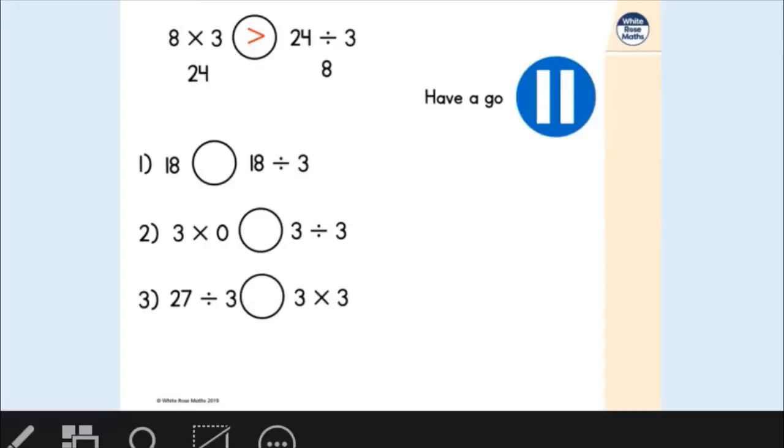Question 1 only has 1 calculation to do, doesn't it? On the right-hand side, we've got 18 divided by 3, which is 6. So we know that 18 is greater than 6, so we'll put the greater than sign. Number 2, 3 times 0, well, anything times 0 is 0, isn't it? So we've got 0 on the left-hand side. 3 divided by 3, well, when you divide anything by itself, you get 1. So we've got 0 on the left-hand side, 1 on the right-hand side. We know that 0 is less than 1. And number 3, 27 divided by 3 is 9. And what's 3 times 3? Well, that's also 9. So this time, we've got equals, because 27 divided by 3 is equal to 3 times 3.